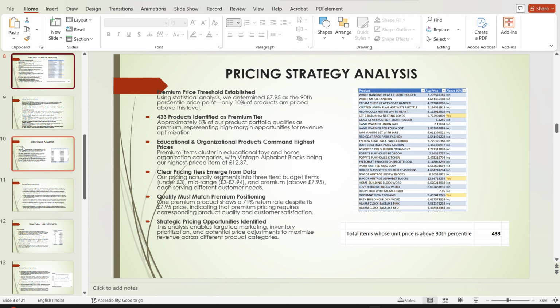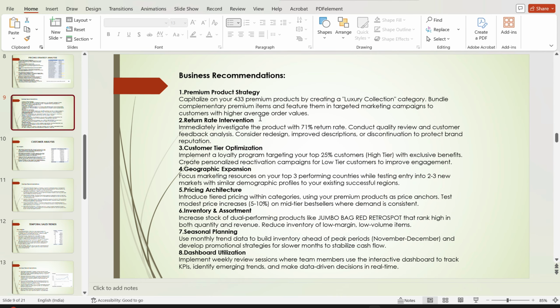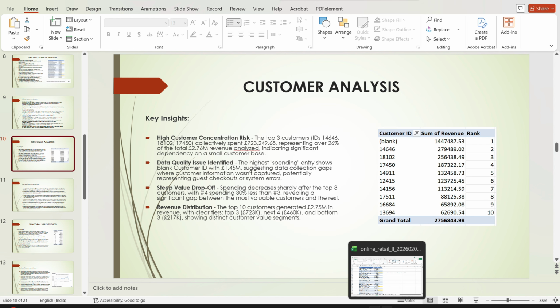Strategic pricing opportunities identified, and we get business recommendations like premium product strategy, return rate investigation, customer tier optimization, geographic expansion, pricing architecture, promotion and assortment, seasonal planning, and dashboard utilization. Moving to customer analysis, this is task 5.